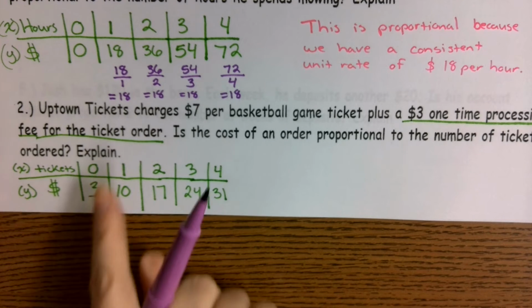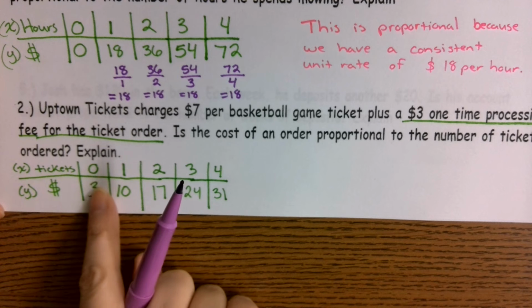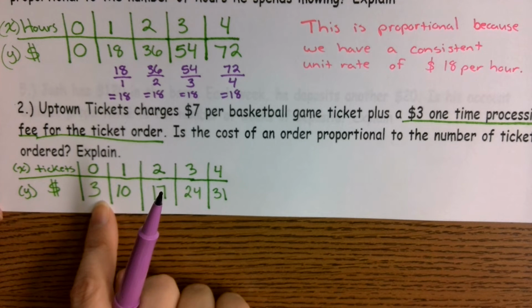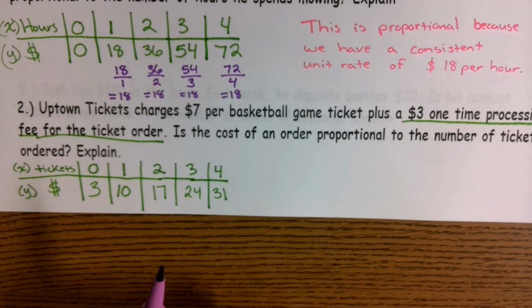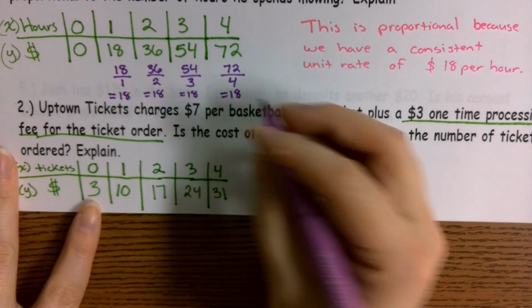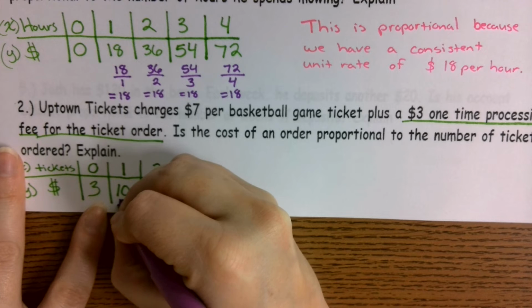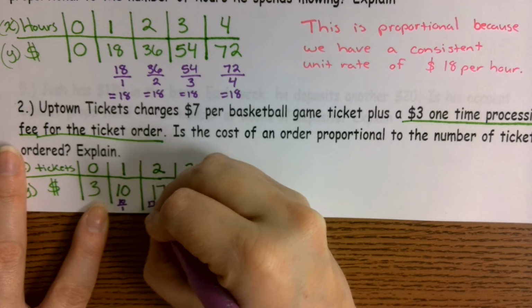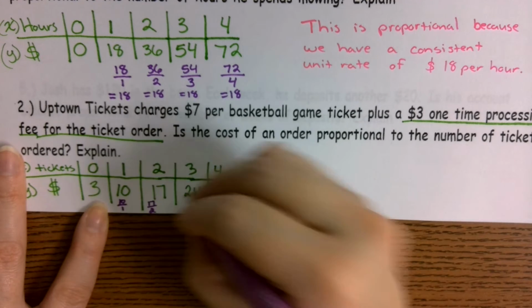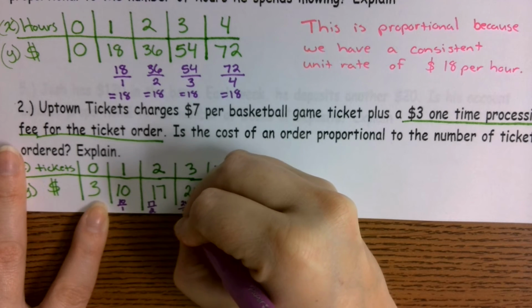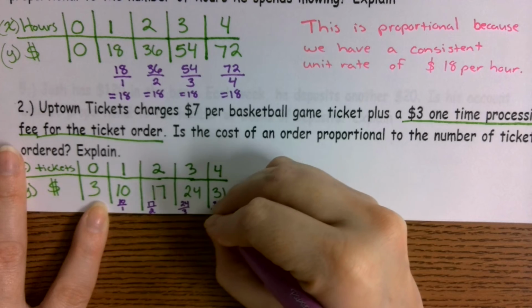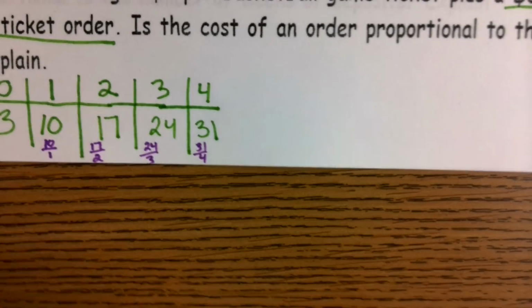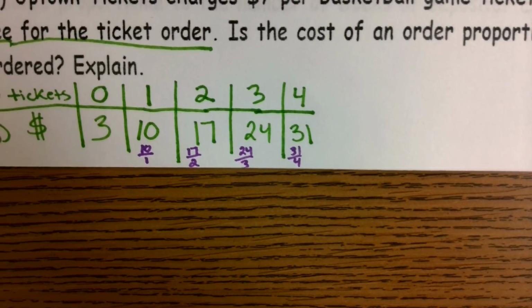Now again, we do not start at the point 0. Okay, because 3 over 0 is always going to come out to an error. Anytime you put 0 as a denominator, it comes out to an error. So what we're going to do here is we're going to do 10 over 1. We're going to do 17 over 2. We're going to do 24 over 3. We're going to do 31 over 4, and we want to see if those are going to come out to the same. And I'll zoom in so you can see my chart a little easier.